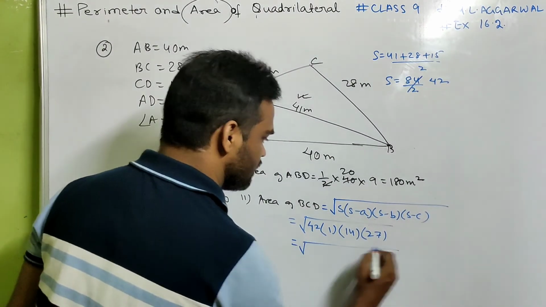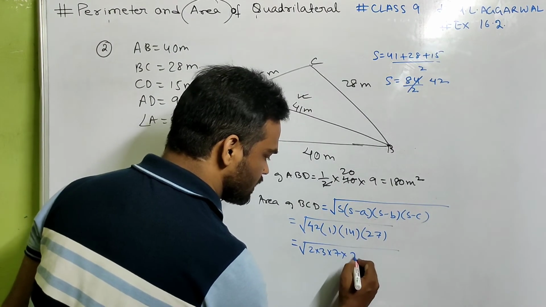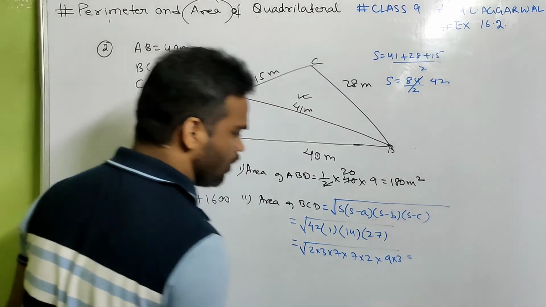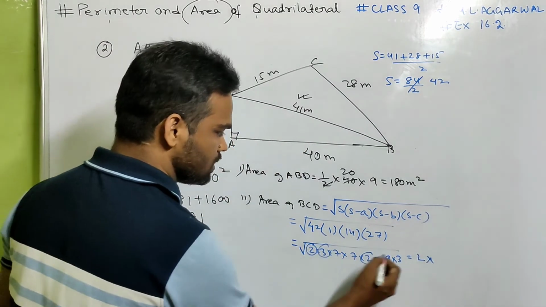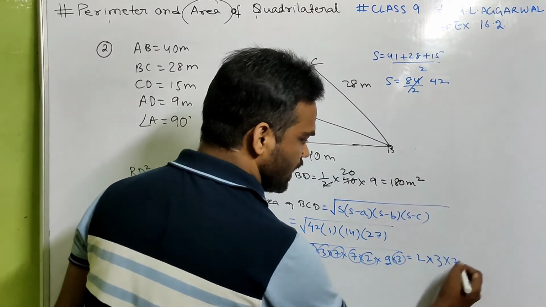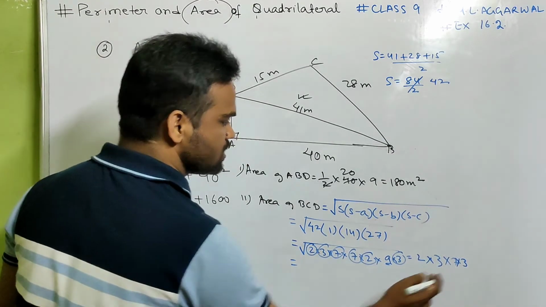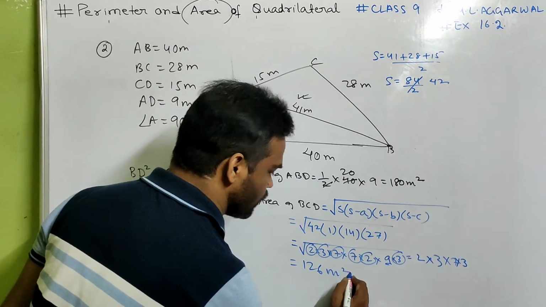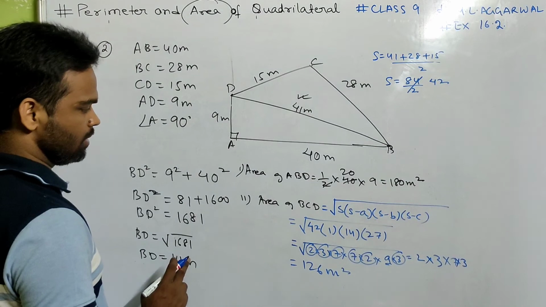Now find the factors. 42 I can write as 2 into 3 into 7. 14 I can write as 7 into 2. 27 I can write as 9 into 3. How does it help us? This 2 will come out, this 3 will come out, 7 comes out, and the square root of 9 is 3. Clear? So this is 7 threes are 21 multiplied by 6. That's 126 meters square.